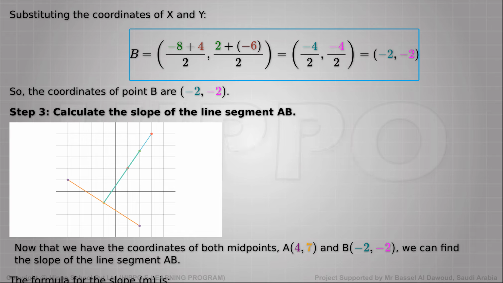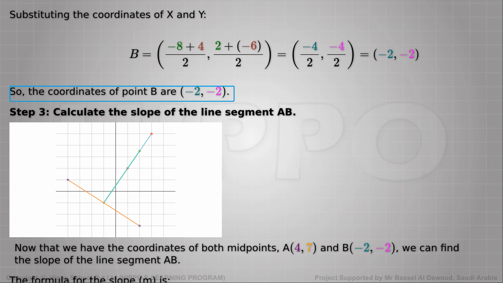For the y-coordinate, we add 2 and minus 6, which also gives us minus 4. Dividing that by 2 gives us minus 2. So the coordinates of our second midpoint, B, are minus 2, minus 2. Perfect. Now we have both A and B, and we're ready for the final step.